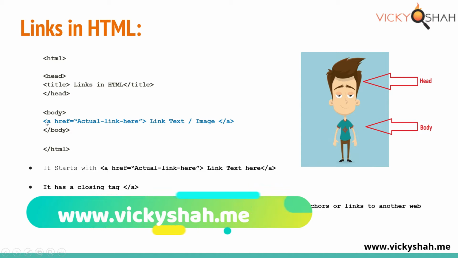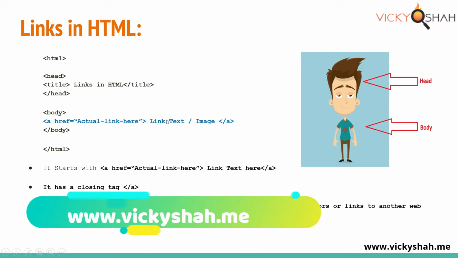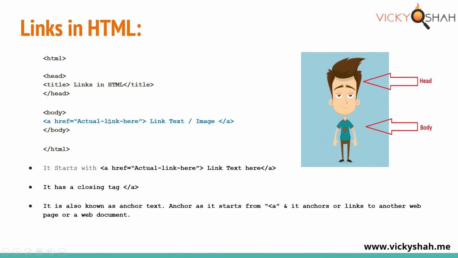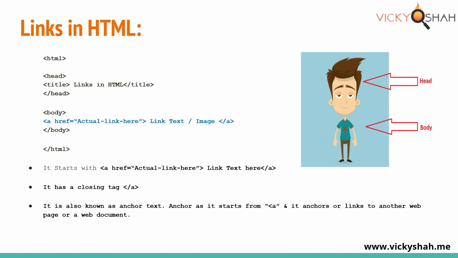An anchor tag starts with a space href equal to, and then within quotations we have the actual link of the web page or the website, and then we close the opening anchor tag and then we enter a text. Now this text, if somebody clicks on this text, they will be taken to this particular link, and after this we close the anchor tag by /a. Well, instead of text we can also put this link on an image as well. Well, our anchor tag has a starting tag, after that there's a link text, and then there's a closing tag. A link tag in HTML is known as anchor tag because it starts with a. It anchors to or links to another web page or web document.